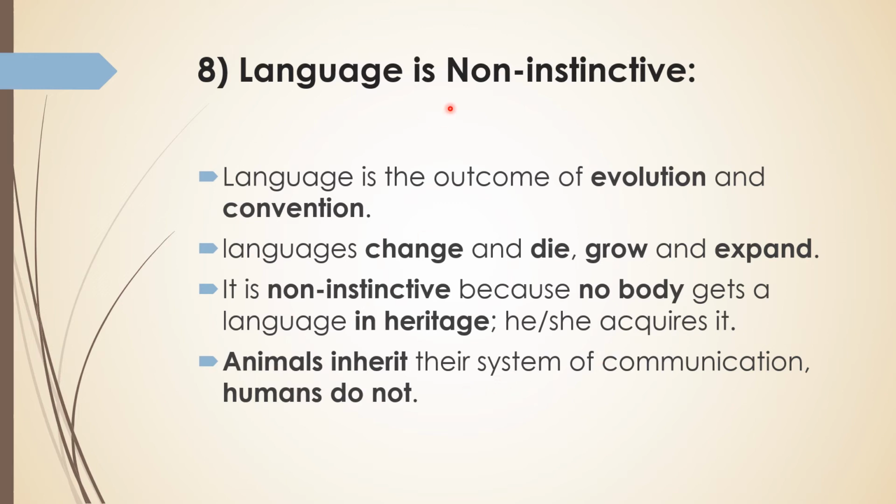Animal communication systems are instinctive. That is, their sounds are very instinctive. But if we compare to human language, it is non-instinctive. It is changeable. It is not inherited. People acquire that language. That's how you acquired Bangla or English or other languages. I acquired my native language and other languages. A human has to acquire a language.